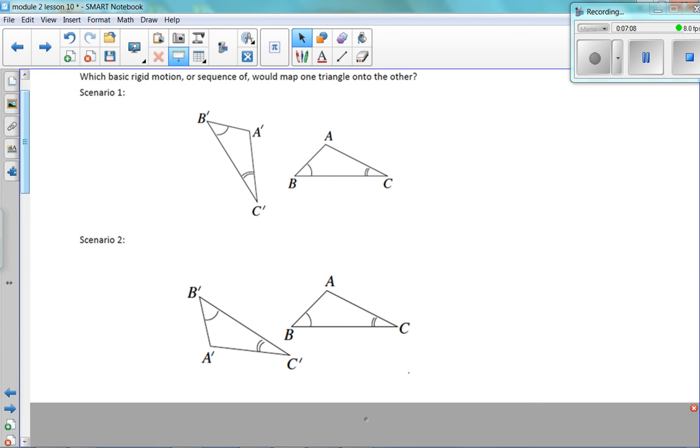So we've got 2 scenarios here, so you should stop the video and try different scenarios and see how you could get the pre-image to map to the image in scenario 1, and the image to map to the pre-image in scenario 2. So stop the video and try it. It may take you a few minutes to figure out how to make it work.